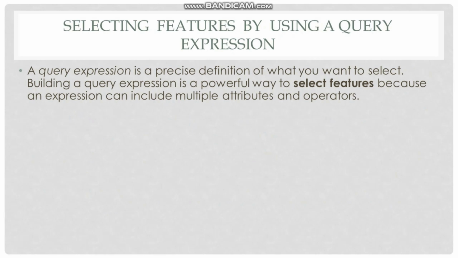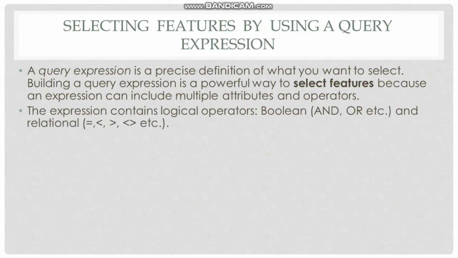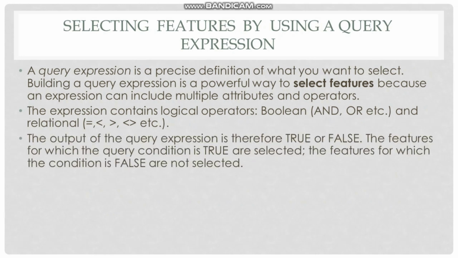Remember, for instance, when you make a query expression in Google, you should write correctly, and Google, using a query language, searches its database for the information you need. Or for instance, another very famous query expression language is SQL. The expression contains logical operations, Boolean, and, or, etc., and relational. The output of the query expression is therefore true or false. The features for which the query condition is true are selected. The features for which the condition is false are not selected.